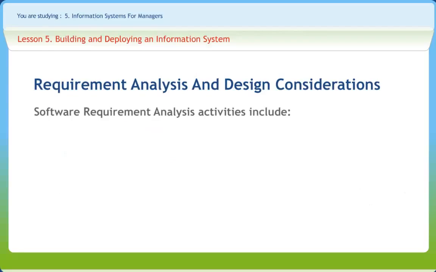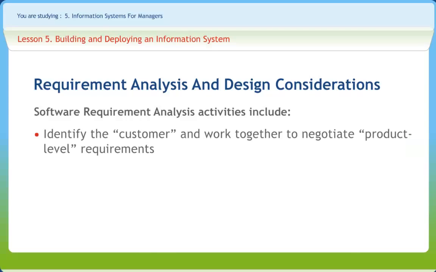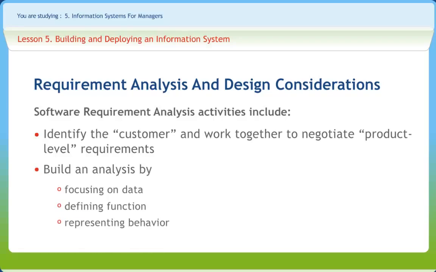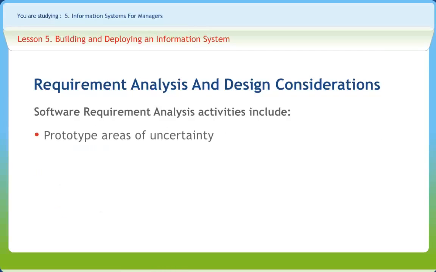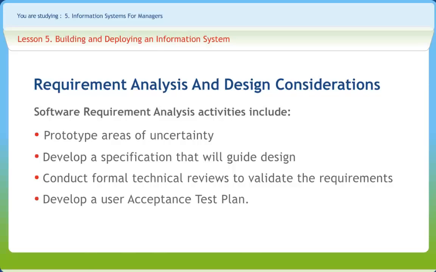Software requirement analysis activities include: identify the customer and work together to negotiate product-level requirements. Build an analysis model by focusing on data, defining function and representing behavior. Prototype areas of uncertainty. Develop a specification that will guide design. Conduct formal technical reviews to validate the requirements. And develop a user acceptance test plan.